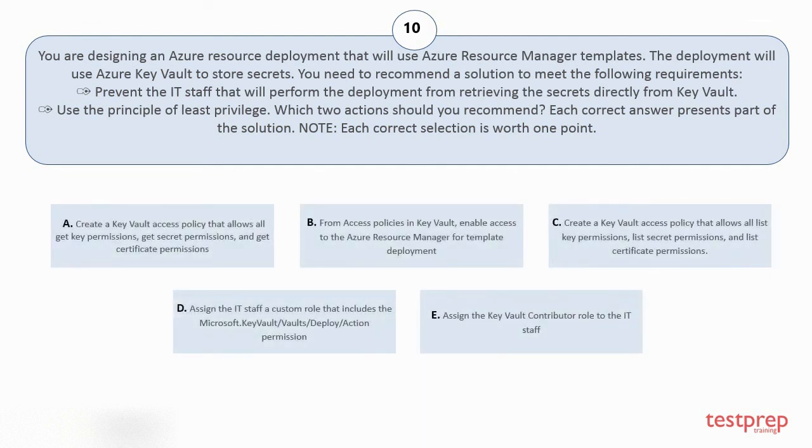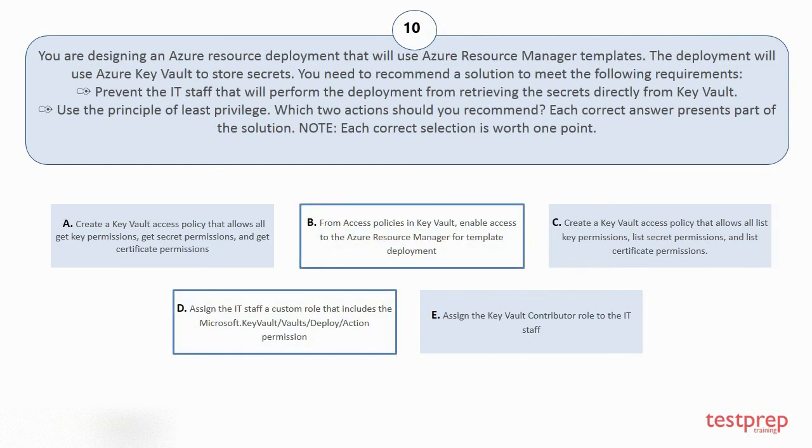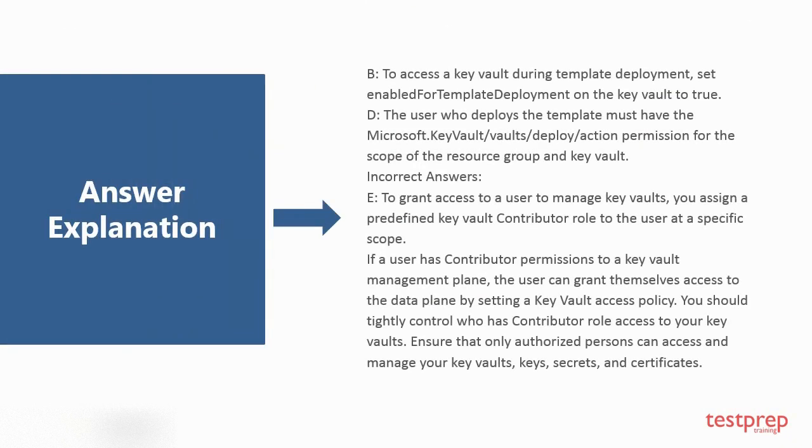Your options are A. Create a Key Vault access policy that allows all get key permissions, get secret permissions, and get certificate permissions. B. From access policies in Key Vault, enable access to the Azure Resource Manager for template deployment. C. Create a Key Vault access policy that allows all list key permissions, list secret permissions, and list certificate permissions. D. Assign the IT staff a custom role that includes the following. E. Assign the Key Vault contributor role to the IT staff. The correct answers are option B and D. You can refer the following for the explanation of the answer.